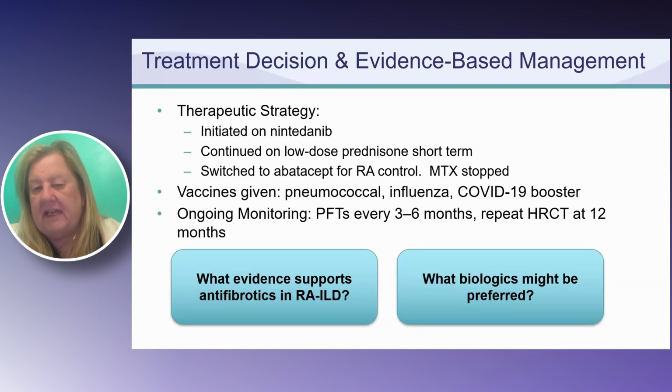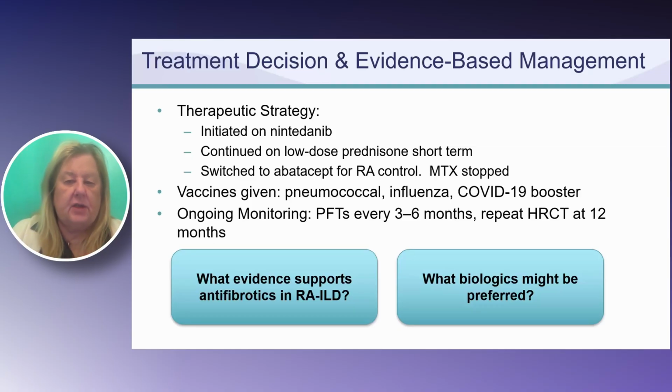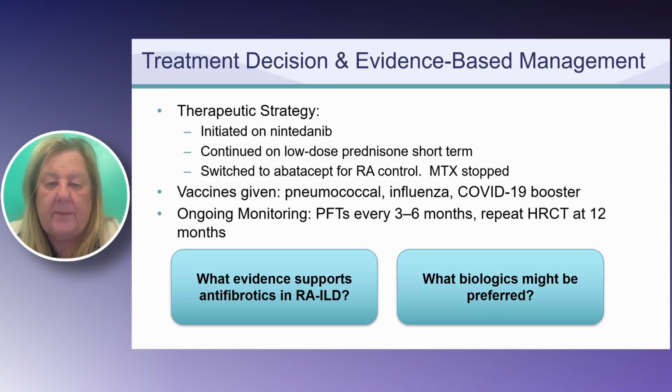Abatacept is definitely a clean drug. Certainly great for RA control. Probably going to allow things to calm down a little bit here while being able to control the immune system and that rheumatoid arthritis. Obviously, checking vaccines, making sure that patient is up to date. And then again, monitoring those PFTs every 3 to 6 months and that HRCT at 12.